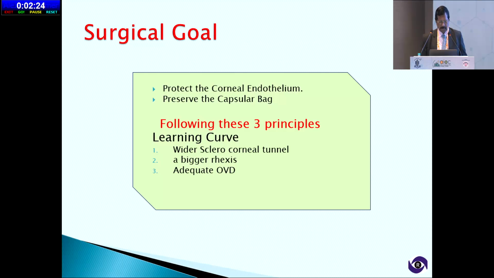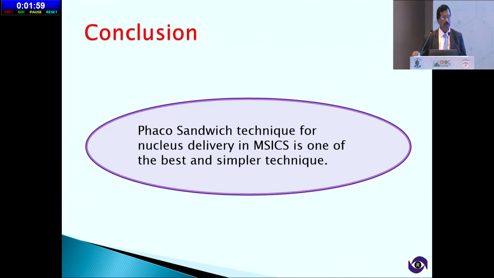Our surgical goal is to protect the corneal endothelium and the capsule and posterior capsule. These are the three principles. Make a wider sclerocorneal tunnel section, a bigger capsulorhexis, so that whatever the size of the nucleus, you can pull it into the anterior chamber, and use adequate OVD. That is very important: use as much OVD as possible so that you do not injure either the endothelium or the posterior capsule. To conclude, the phaco sandwich technique for nuclear delivery in MSICS is one of the best and simplest techniques.